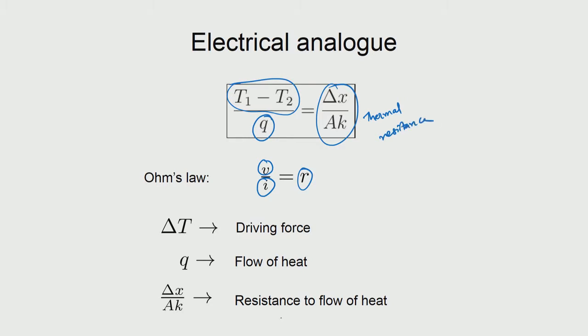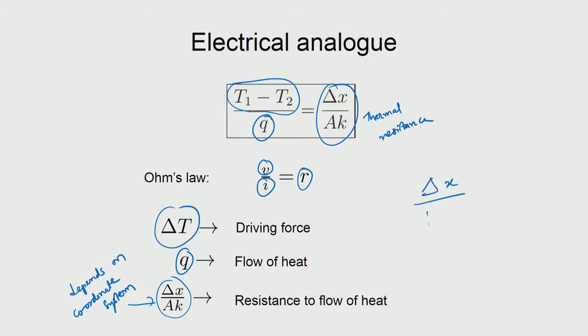Okay. So, that way we are able to compare the role of delta T, the role of Q, the heat flow, and the role of thermal resistance, delta X by Ak. This form depends on the coordinate system, so we must watch out. In the case of the rectangular coordinate system, it is basically delta X by Ak, which then we can already look at to see what is the implication.